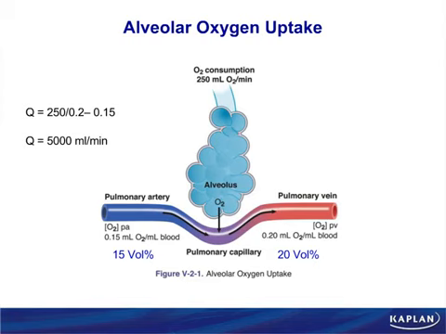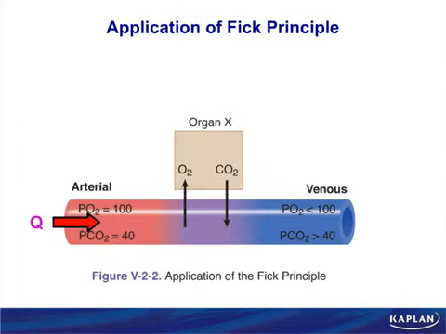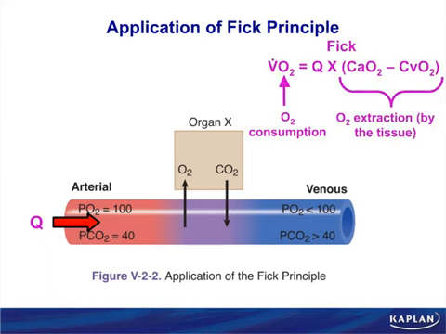So make sure you do the conversion when doing this calculation. Now the Fick principle can also be used without even doing a calculation. Now, I'm going to bring the Fick principle back in. And remember, we rearranged the original equation to say oxygen consumption equals the flow times the AVO2 difference, oxygen extraction. So oxygen consumption is determined by the flow times the extraction. That's what the Fick principle tells us.